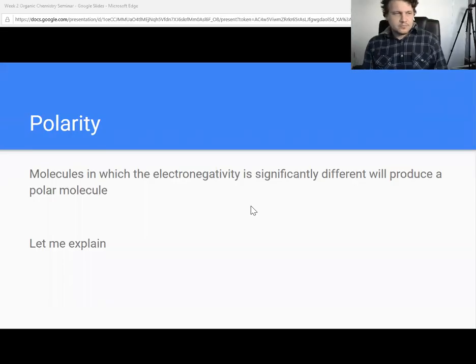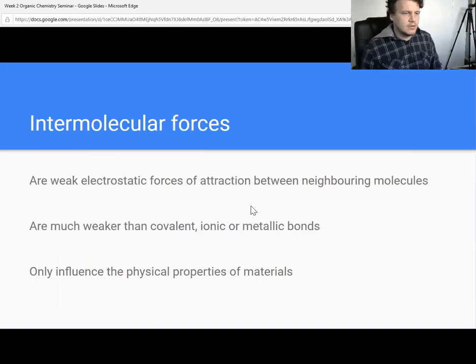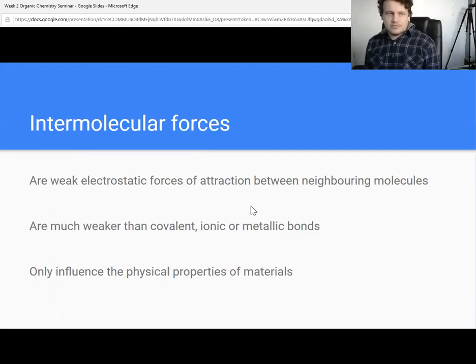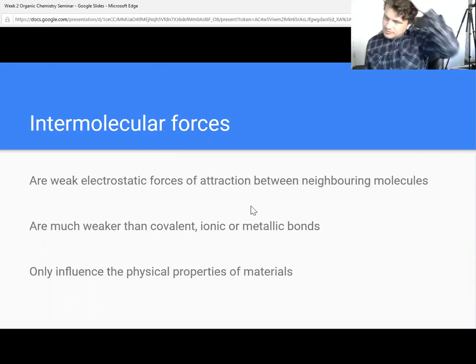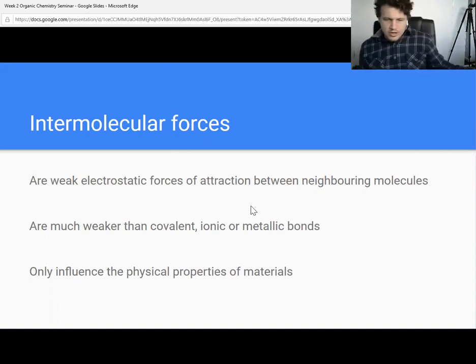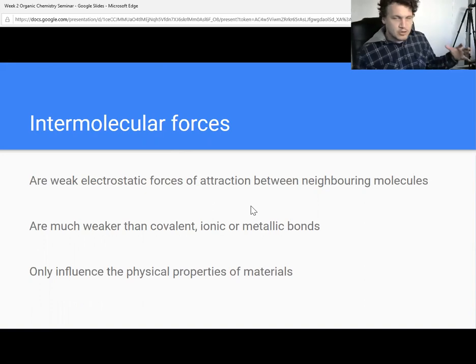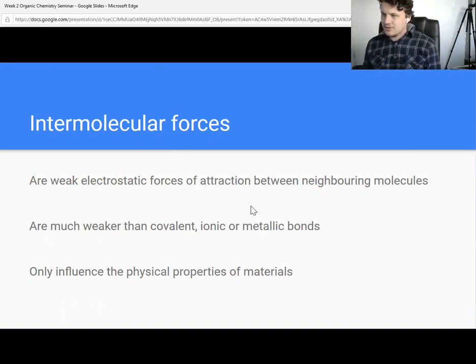Okay, share this again. We'll find a more efficient way of doing this. So the intermolecular forces are constantly mixed up with intramolecular forces, which are the bonding of the atoms to make the compound.